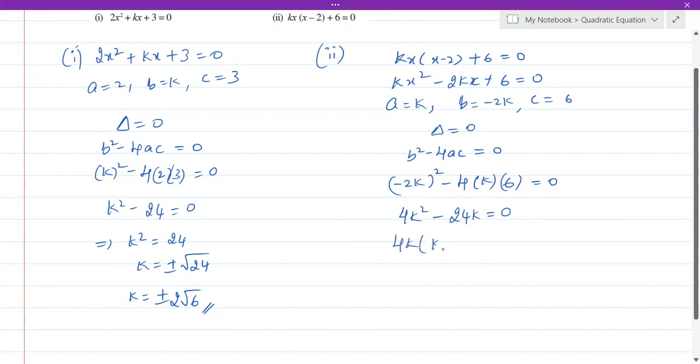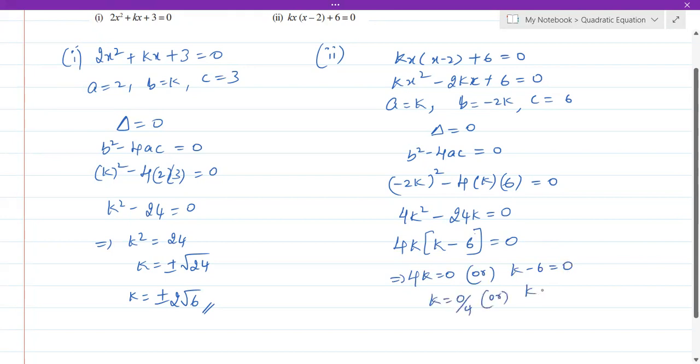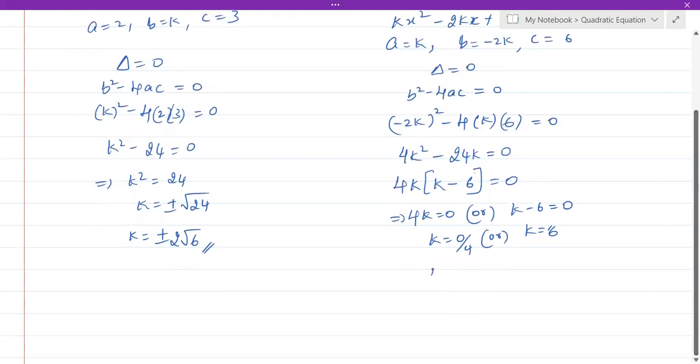So 4k will be common into k minus 6. If you take between 4 and 24, the highest number that divides both is 4. Between k square and k, it is k that is common. So inside it will be k minus, 4 into what gives you 24, 4 into 6. Already we have taken k outside, so no problem. So 4k into k minus 6 is equal to 0. So it's like a into b is equal to 0. Implies either 4k should be equal to 0 or k minus 6 equal to 0. Which implies k is 0 by 4 or k is 6. Now 0 by 4 is what? 0. K is 0 or k is 6.